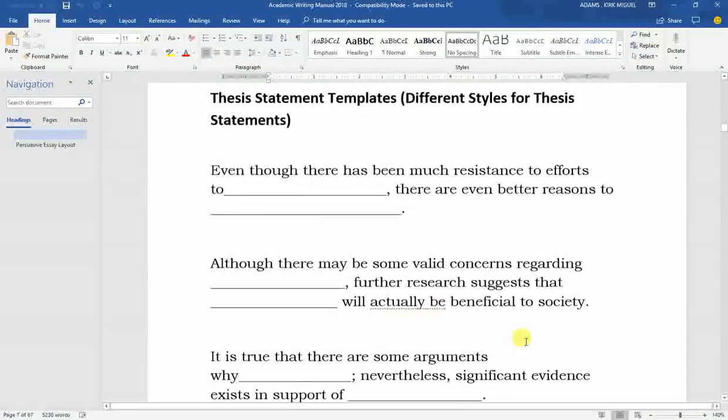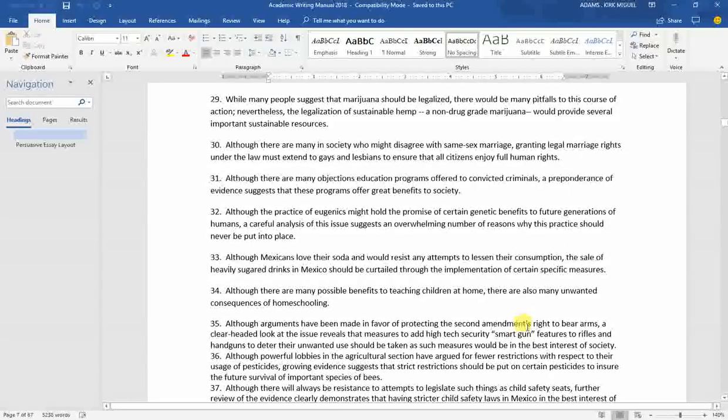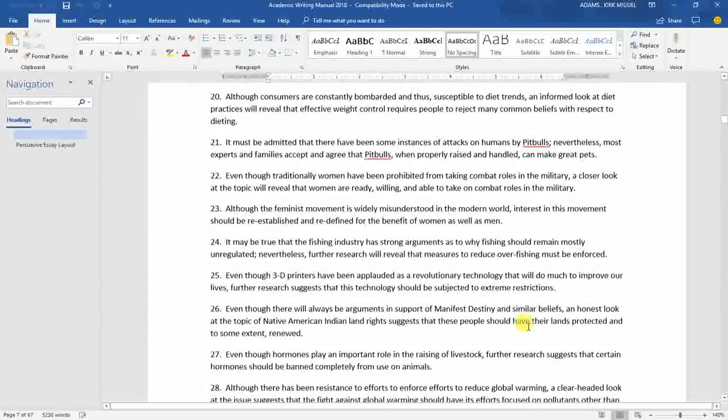Oops, I went the wrong way. Let's go back to these. We can take any of them, but we need one that has however. This one has nevertheless. This one applies. So the opposite side argument is, in this case, it may be true that the fishing industry has strong arguments as to why fishing should remain mostly unregulated. Semicolon, contrast word, nevertheless, however, or nonetheless, comma, and now you have the author's real argument. Further research will reveal that measures to reduce overfishing must be enforced.